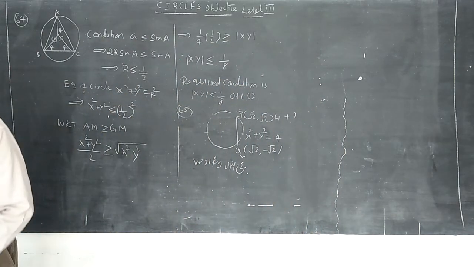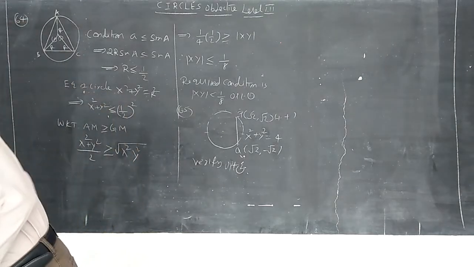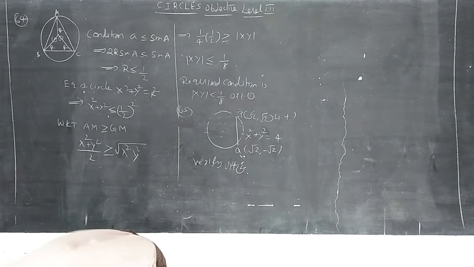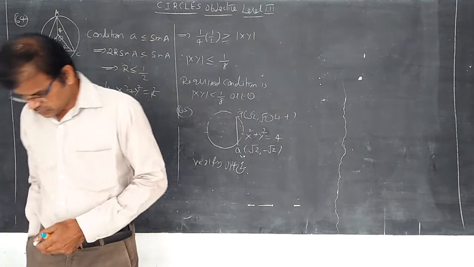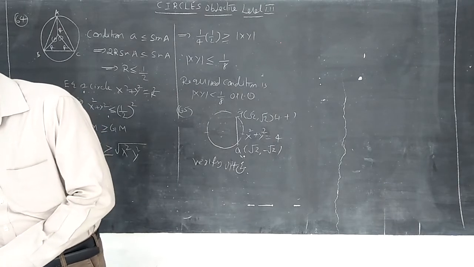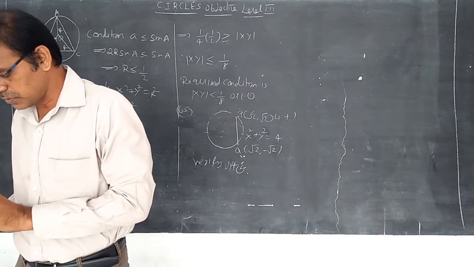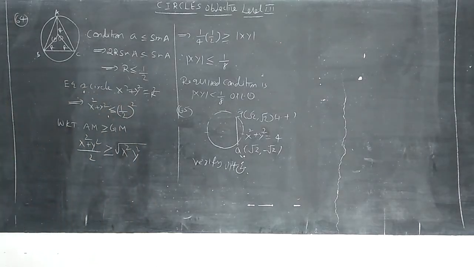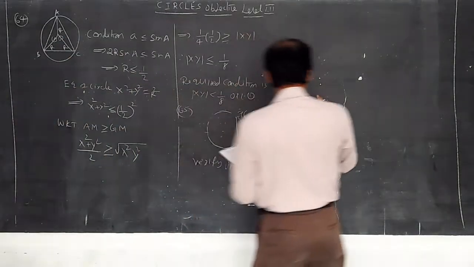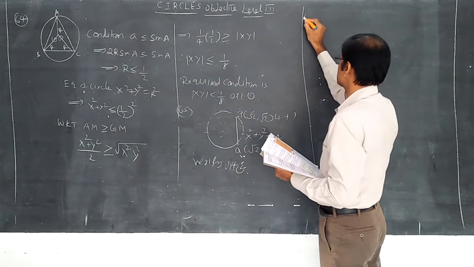Now let us discuss the 66th question. Let P, Q, R, S be the tangents at the extremities of the diameter PR of a circle of radius r. If PS and RQ intersect at a point X, let us discuss the 66th question.